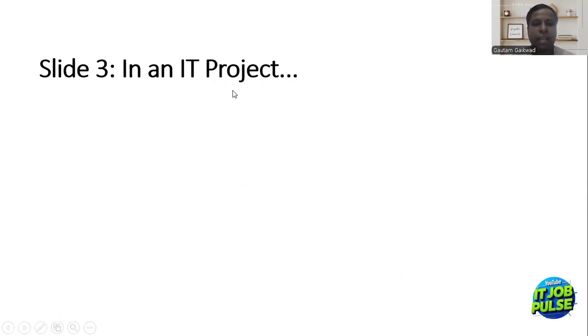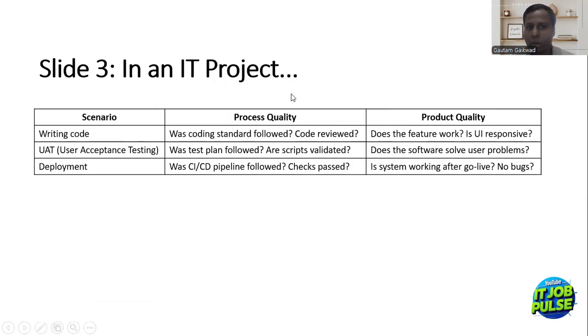Three, in an IT project. Now we'll talk about the IT project scenario. First one is writing code. Was the coding standard followed? Was the code reviewed? Then product quality. Does the feature work? Is the UI responsive?